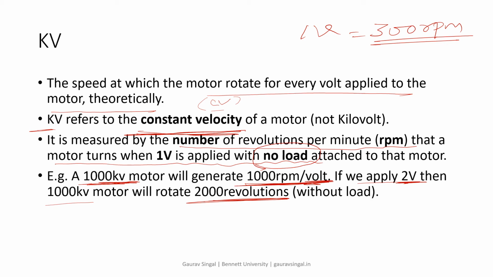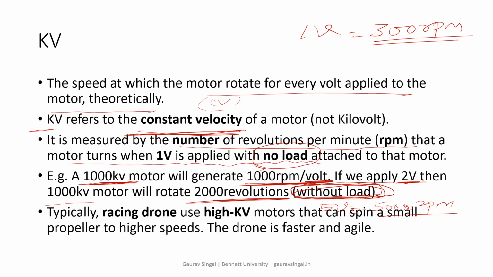If we are applying 5 volt, it will give us 5000 rotations per minute, but that condition is without load. As we are increasing load, the number of rotations will reduce.